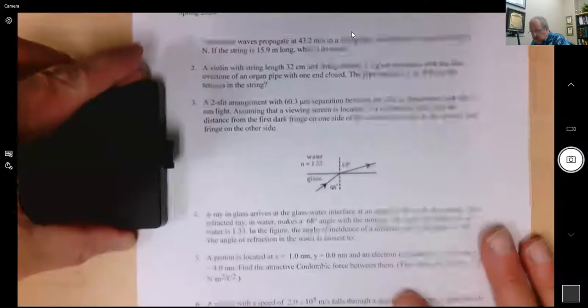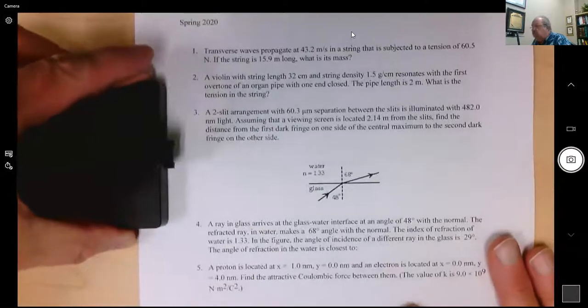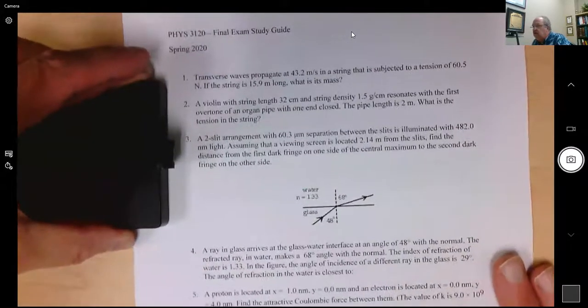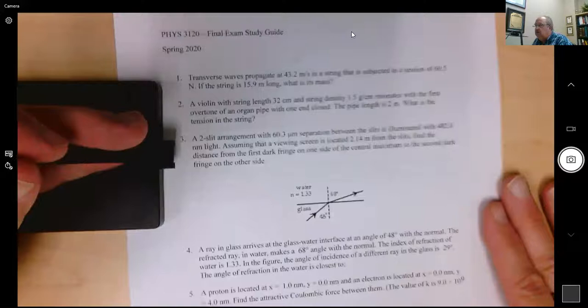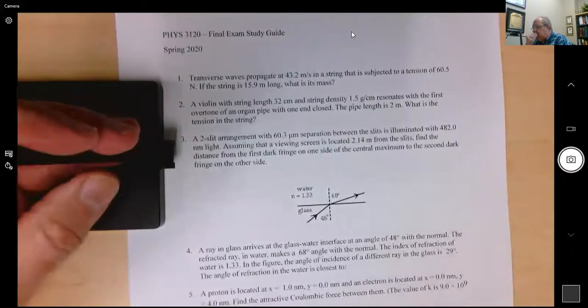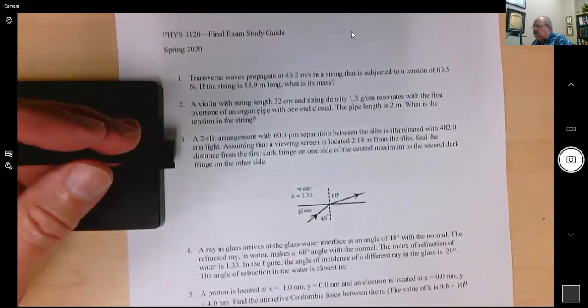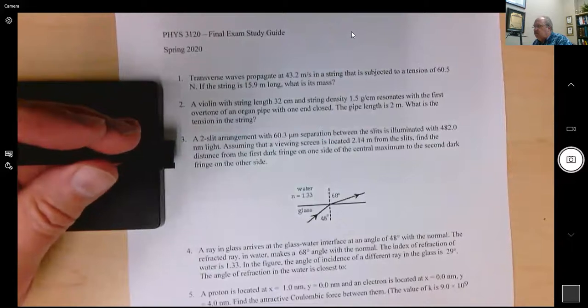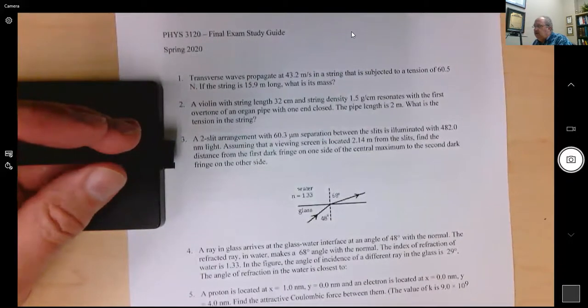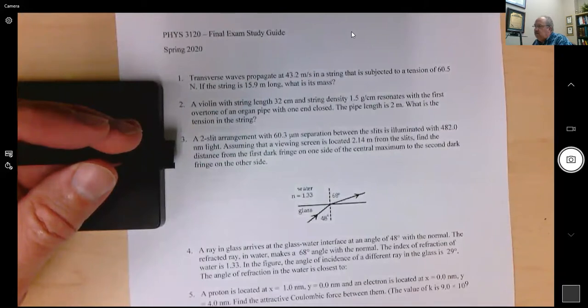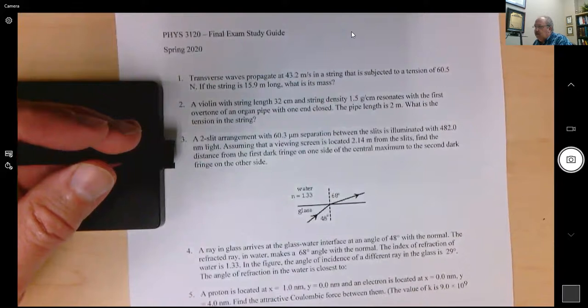So this is more in terms of light. Let's say, and this figure goes to problem 4, not problem 3. I have a 2-slit arrangement with 60.3 micron separation between the slits. My light is 482 nanometers, and the viewing screen is 2.14 meters away. I want to find the distance from the first dark fringe on one side of the central maximum to the second dark fringe on the other side of the central maximum.